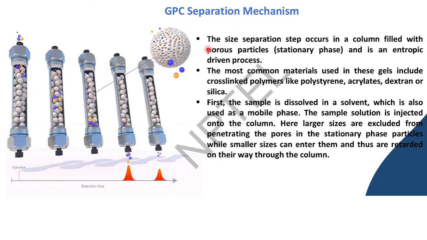So the larger size sample will come first, and the smaller size polymers actually penetrate inside the pores, and obviously when they penetrate inside the pores, they take a much longer time to come out from the column. So this is the retention time. You see one sample coming here and you will get a peak here, and these are the larger size samples. The smaller size samples, which penetrate inside the pores, come later and elute at a greater time interval.